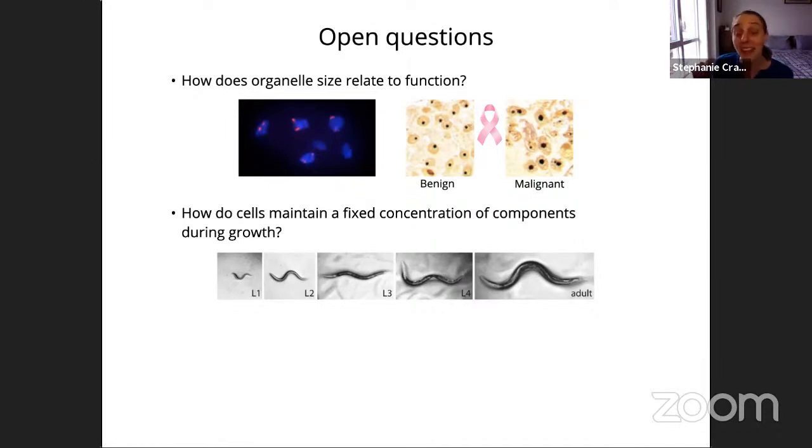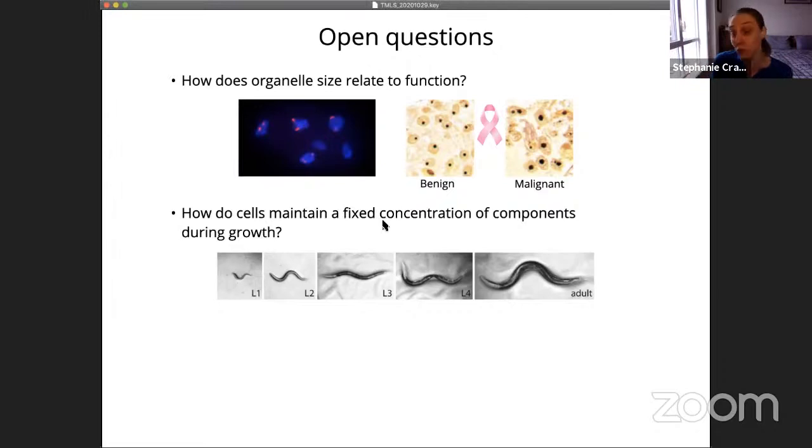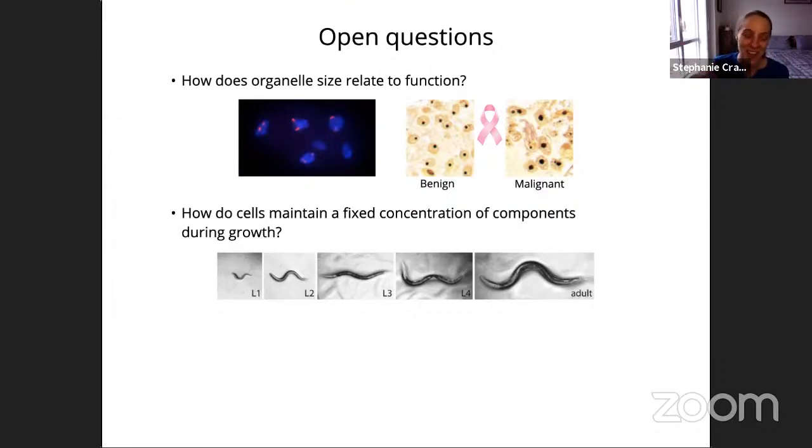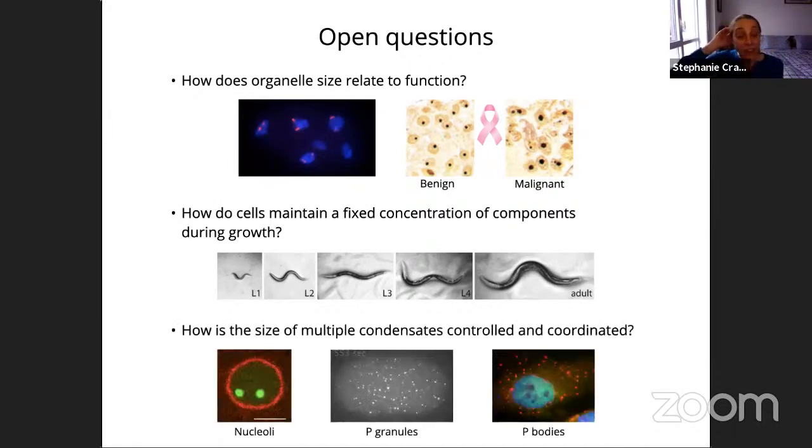I said that the size of a membraneless organelle scales with the size of the cell, but that's assuming that the concentration is fixed. So how does a cell control the concentration of components during growth? So we kind of push the question back down, you know, one turtle from size to concentration.